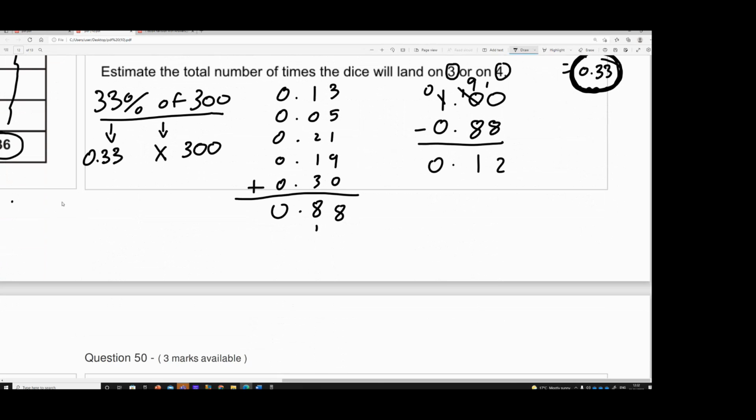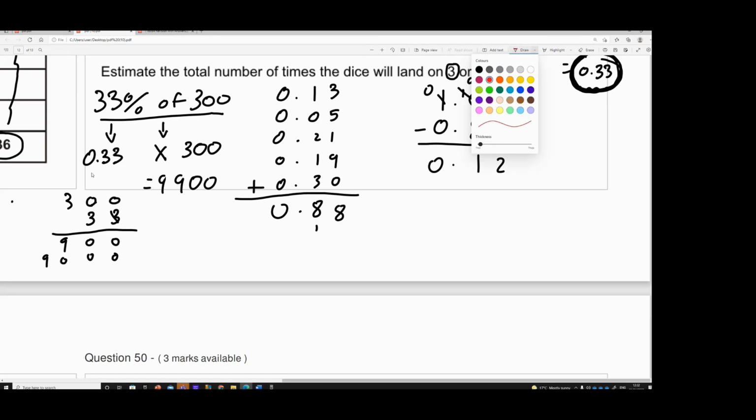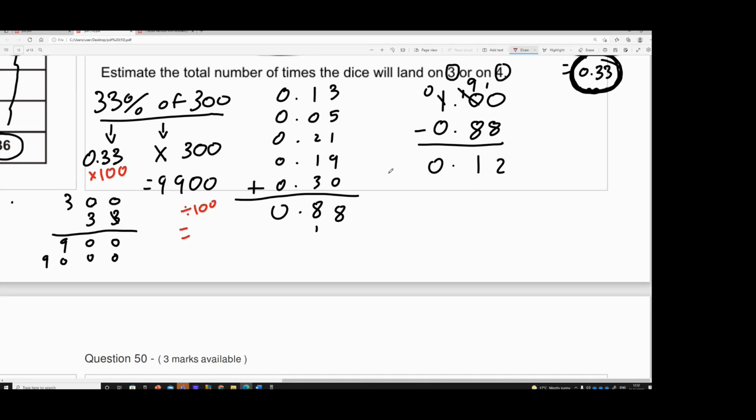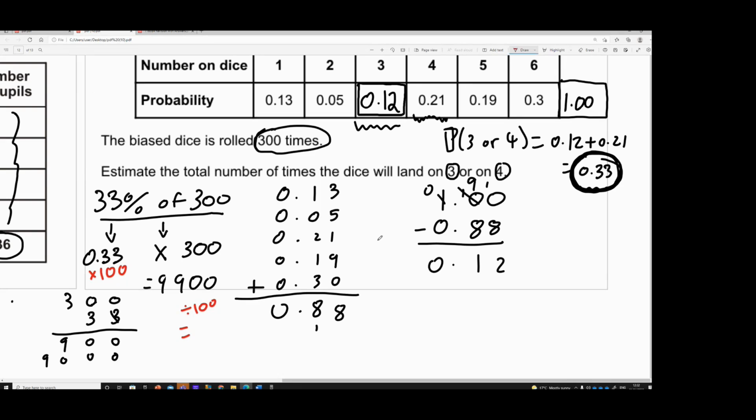So we can think about what we did before. We would do 300 times 33 and then put the decimal back in. So that's going to be 9,900. But the thing is, in the question, we've times 0.33 by 100. So that means you've got to divide the answer by 100. So what do you think the answer will be? How many times will it land approximately on 3 or 4?